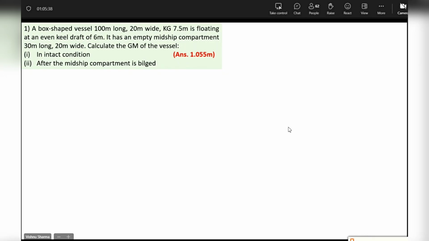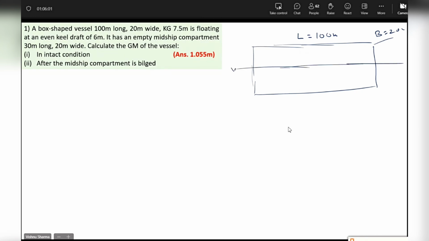A box-shaped vessel is 100 meters long, 20 meters wide. We'll use the notation that we have been using. So first I'll do part A, which you already know. Length of the vessel, L, 100 meters. Breadth of the vessel, capital B, 20 meters. Always use the notations. Floating in an intact condition at waterline WL, a draft of 6 meters. It has a midship compartment of length 30 meters, breadth 20 meters, that means from side to side. Calculate the GM of the vessel in the intact condition.